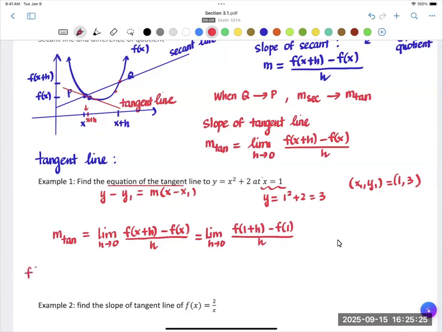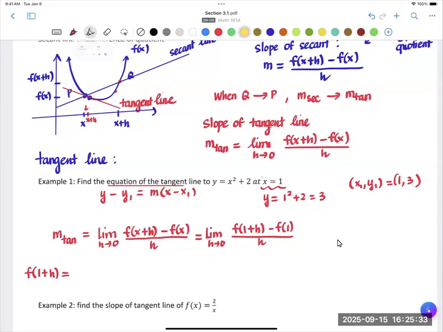So aside, I have f of 1 plus h equals... my f of x is equal to x squared plus 2. So I have to replace my x by 1 plus h. Everything under the square will be 1 plus h. So we will have (1 plus h) squared plus 2. And that will give me 1 squared plus 2h plus h squared plus 2. And that turns out to be 3 plus 2h, plus h squared. And then I'm going to put that into my limit right here.